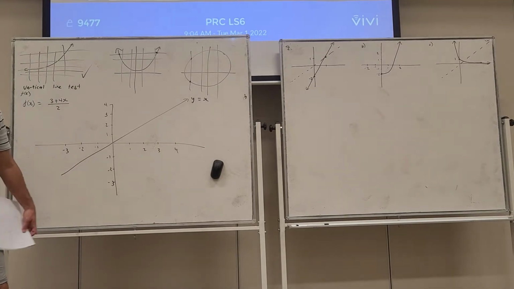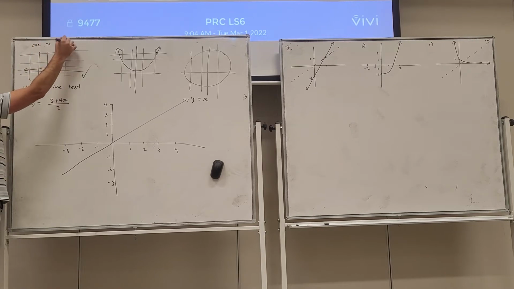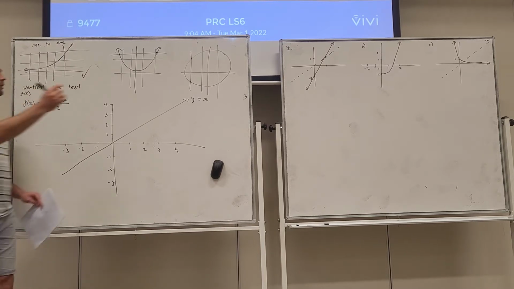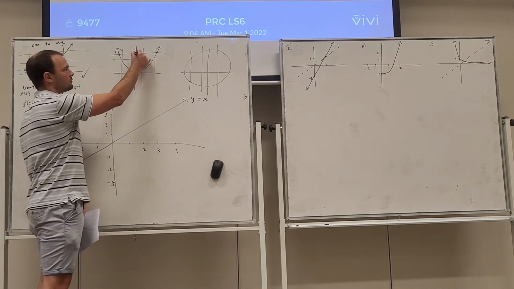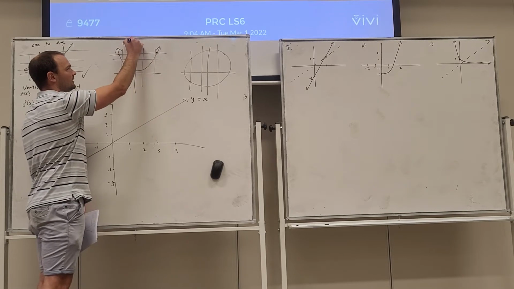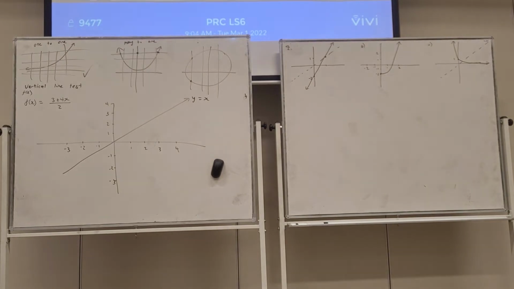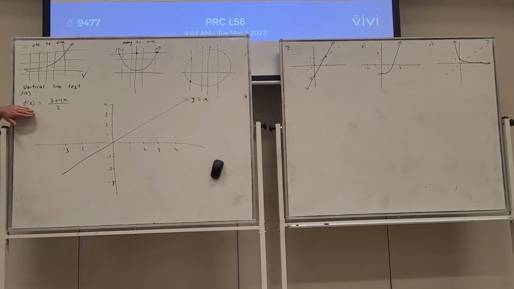We have a special word for the type of function that has an inverse. We call it a one-to-one. What that means is each x value has a unique y value, and each y value has a unique x value. Whereas over here, each y value has two values of x. We call that many to one. Okay, and relations. So let's get into the first example.